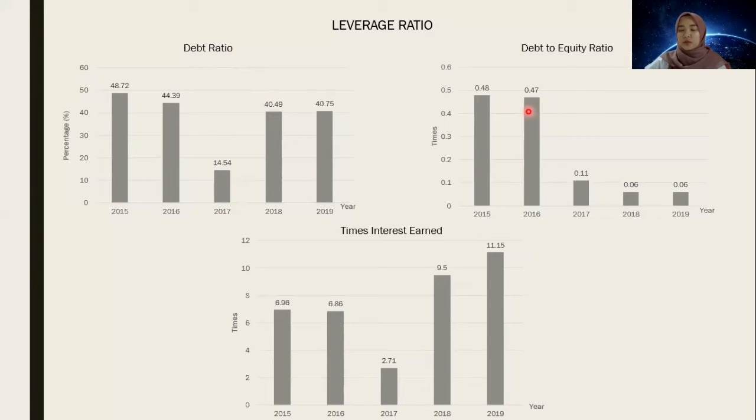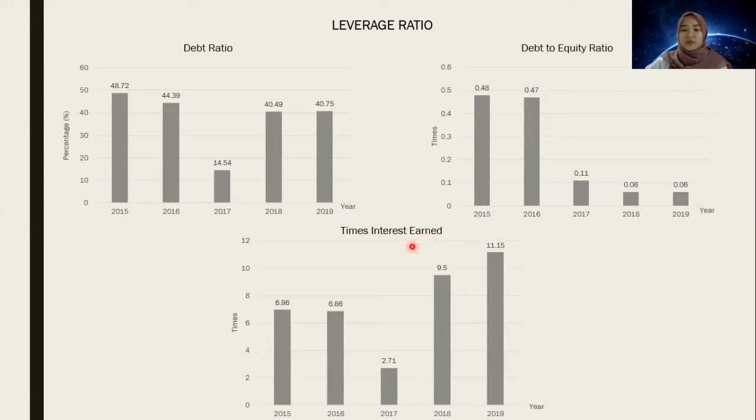Meanwhile, for debt to equity ratio, the lowest was recorded on both 2018 and 2019 at 0.06 times. This means that Sime Darby Berhad indicates that creditors provided 6 cents for RM1 provided by the owners. And the creditor's position is less risky compared to the owners.